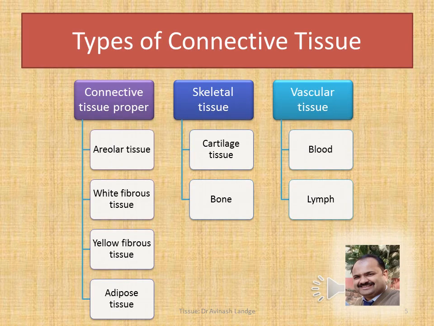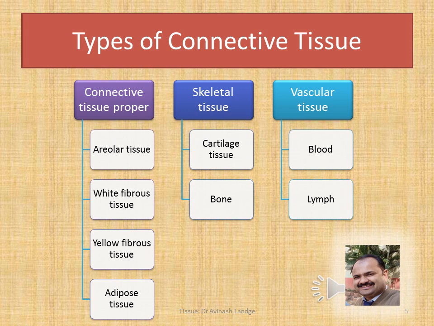Now let's see the next type of tissue, that is connective tissue. Connective means what? Connective means which joins two things. We know connective roads, we know connective buildings. The thing which connects two different things is called connective. Our body is also connected by different types of tissues, and hence the tissues which help connect different body parts are called connective tissues.